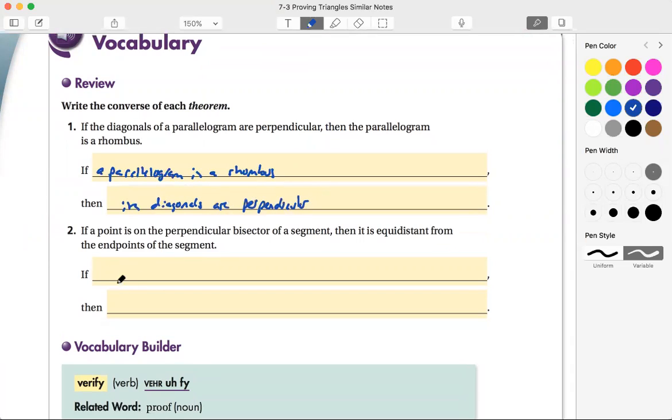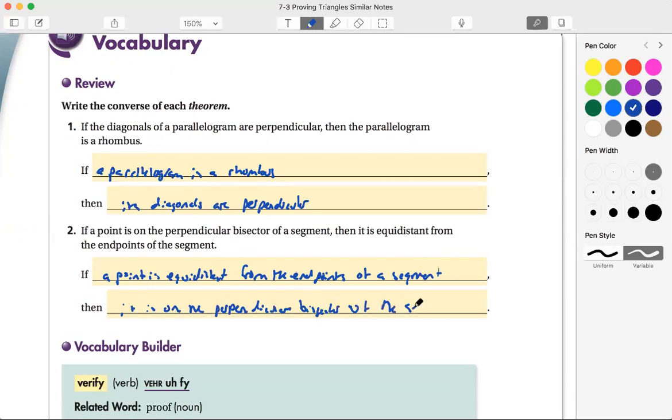If a point is on the perpendicular bisector of a segment, then it's equidistant from the endpoints of the segment. The converse: if a point is equidistant from the endpoints of a segment, then it is on the perpendicular bisector of the segment.